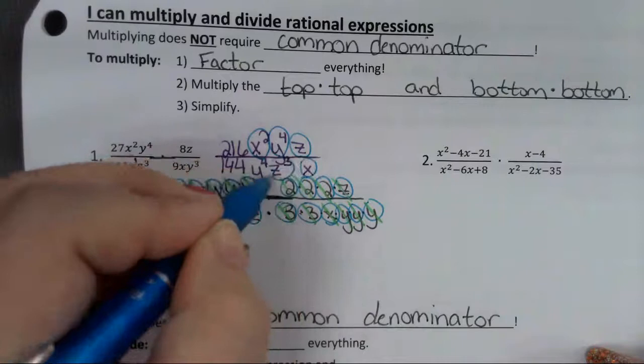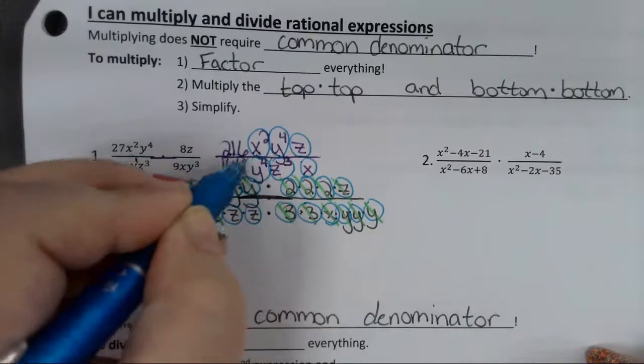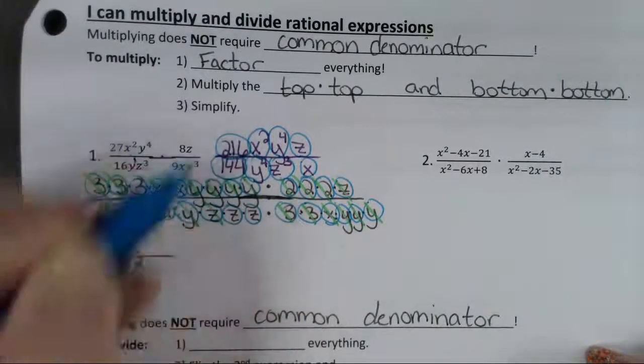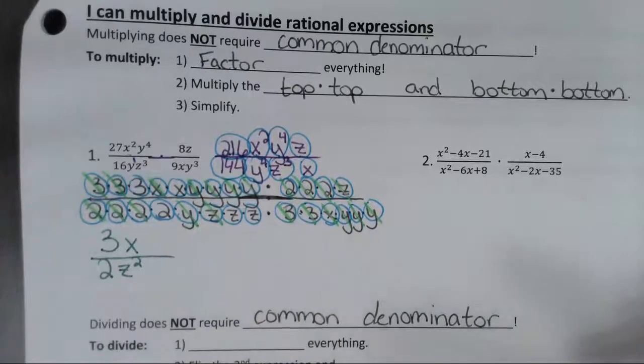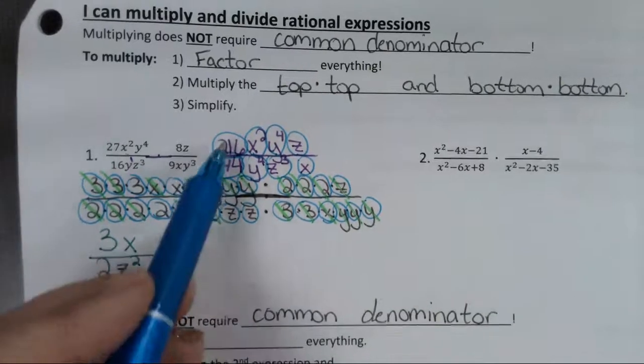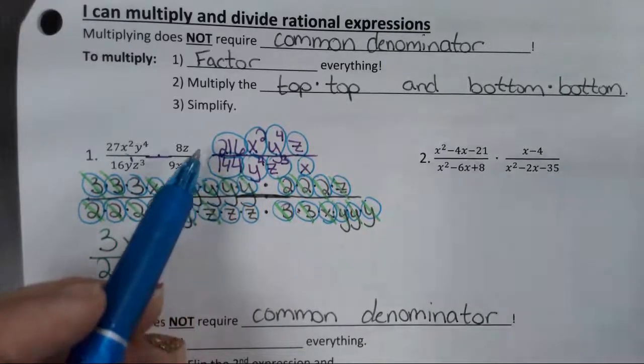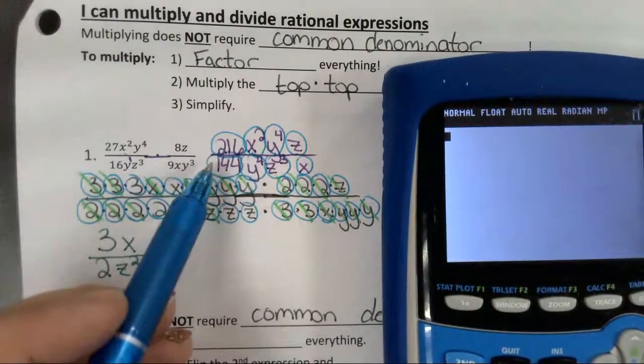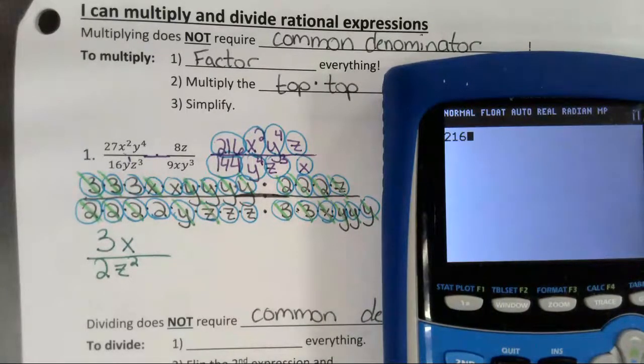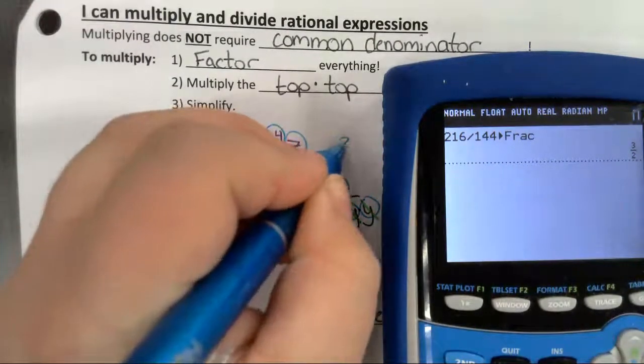But this time, we're not just looking for identical factors. We're looking for what I can do with similar factors. So 216 over 144. That is a fraction that I can simplify, and I'm going to use my calculator for that. 216 divided by 144. That's how we enter a fraction into our calculator. And to change it into a reduced fraction, we press Math and enter twice. So we get 3 over 2.